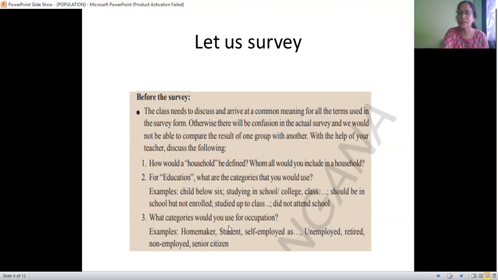Then the third category is about the occupations. Students must know the various categories of occupation like homemaker, student, self-employed, unemployed, retired, non-employed, senior citizen, etc. So these are the points the students must know before going for the survey.